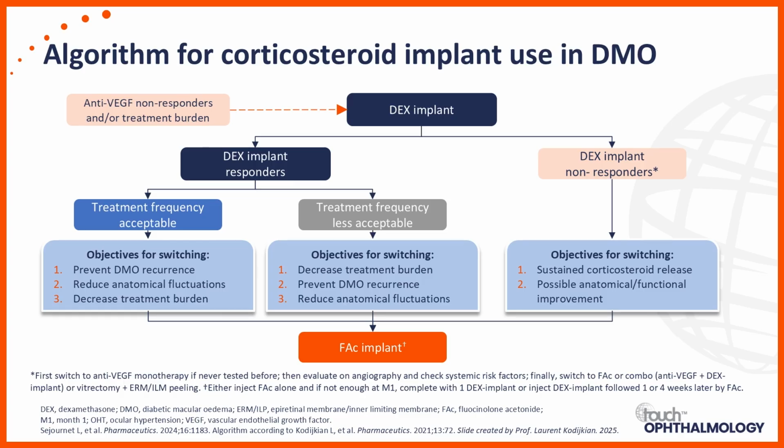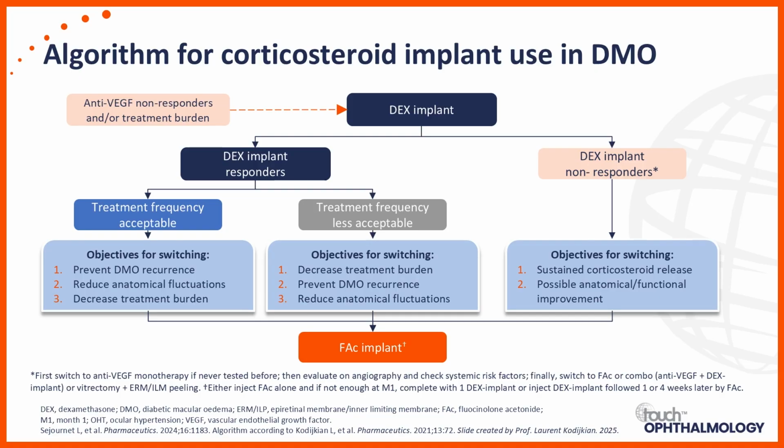And now we have two different situations. Before using FAC implant, we have to check the absence of hypertension with at least 1 or 2 DEX implants. And we have two situations, DEX implant responders or DEX implant non-responders. For the DEX implant responders, either the treatment frequency is acceptable for the patient and for the physician, or it's not acceptable for the physician and or for the patient. And the objective of using FAC implant is a little different in each case.